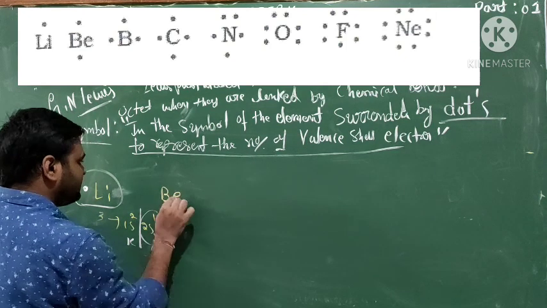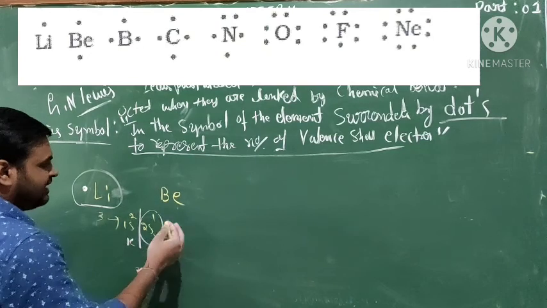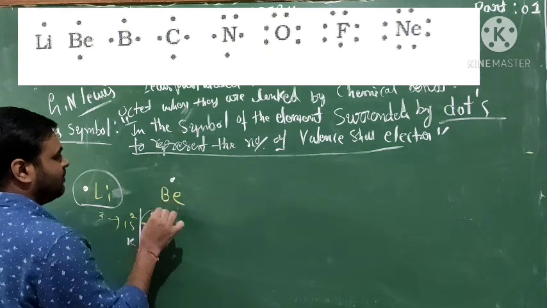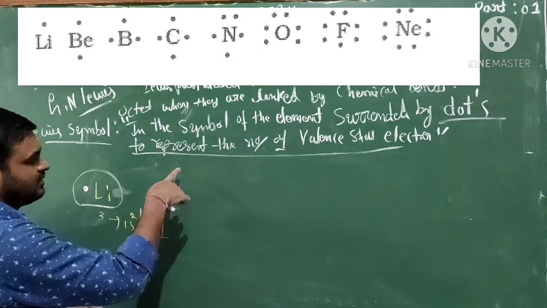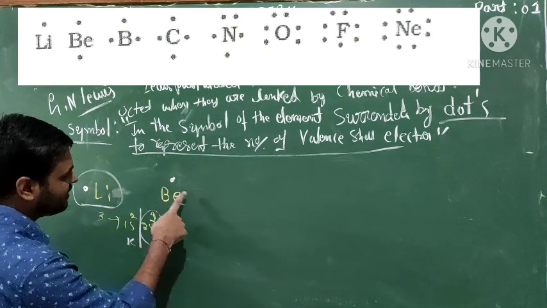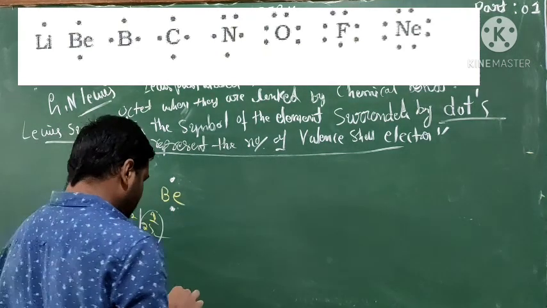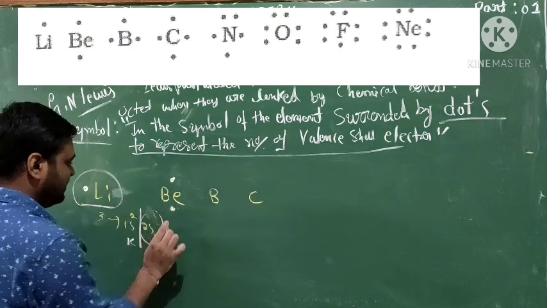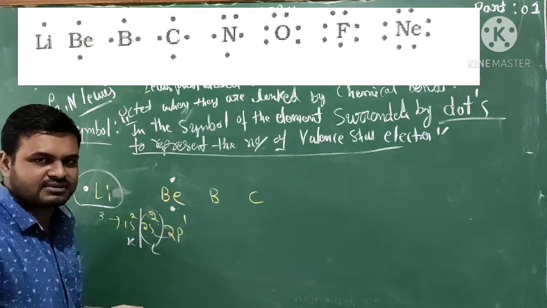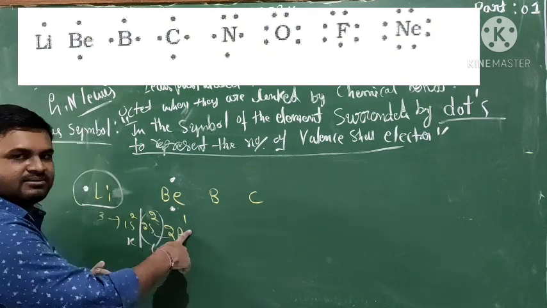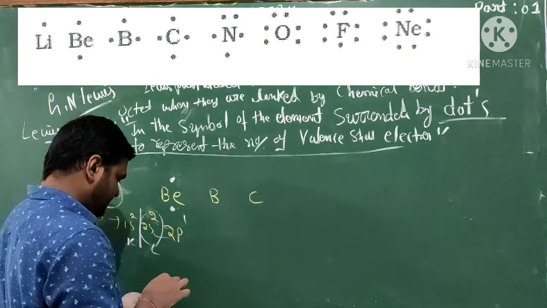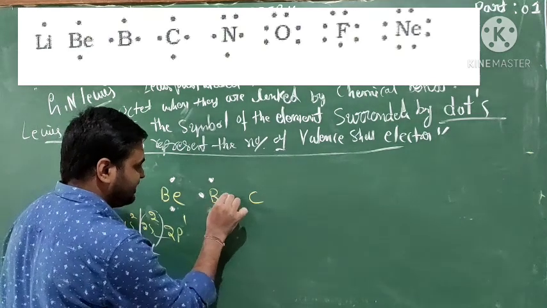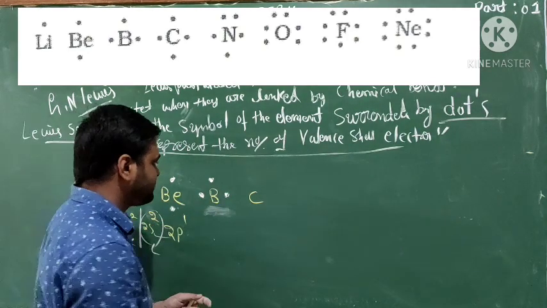So next we go for beryllium. Beryllium is 4, which means 2 valence electrons. We represent 2 as dots, 1 or 2, on opposite sides, or either of these two sides. Next, boron. Boron is 2s2, 2p1, right? So how many electrons? 3. How do we represent 3? 1, this is 2, this is 3, in any of the 4 positions.